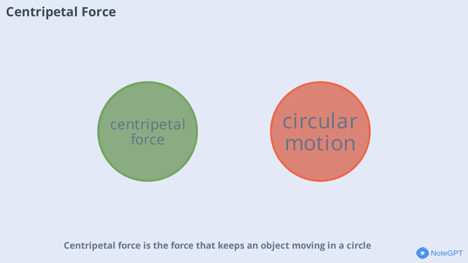Centripetal force is the force that keeps an object moving in a circle. It acts toward the center of the circle, preventing the object from flying off in a straight line. This force can be provided by gravity, tension, friction, or other means, depending on the situation. Understanding centripetal force is key to analyzing circular motion.